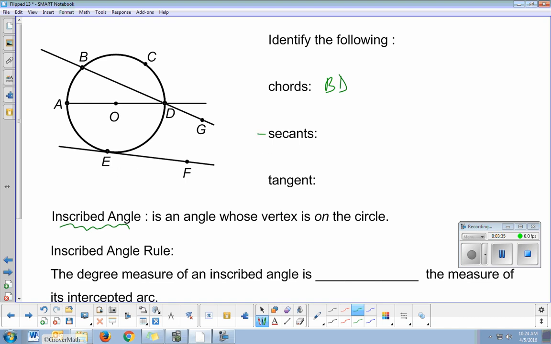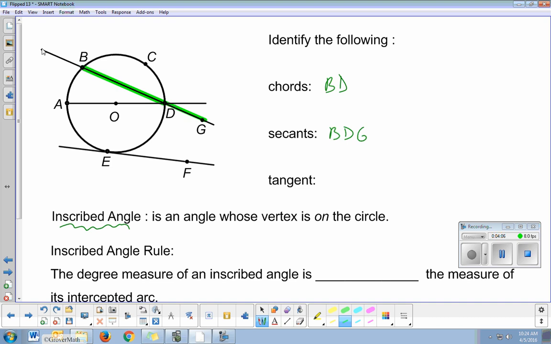A secant is something new. We haven't talked about a secant yet. A secant is a line that has an inside part of the circle, but also an outside part of the circle, like BDG is a secant. Let me use my highlighter tool to show you. If I'm just looking at this piece here, that would be considered a chord. But if I extend it out to G, this is now called a secant.